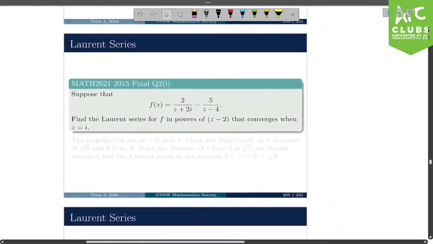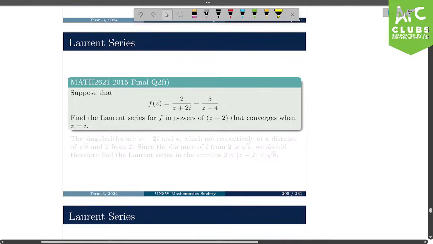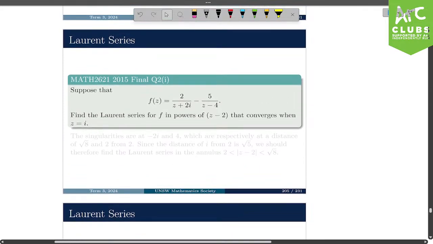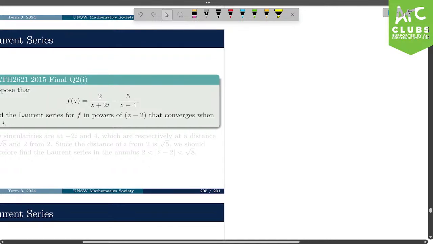Alright. Next up, we have Laurent series. So, Laurent series question. Let's go ahead and find the Laurent series for f in powers of z minus 2 that converge when z equals i. Well, if z equals i, let us think about this.